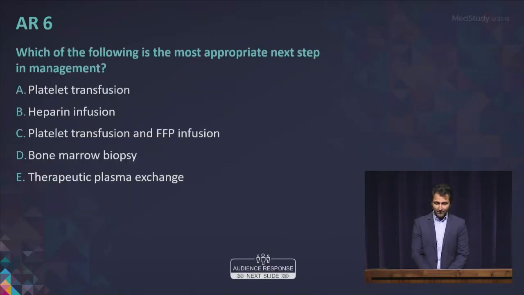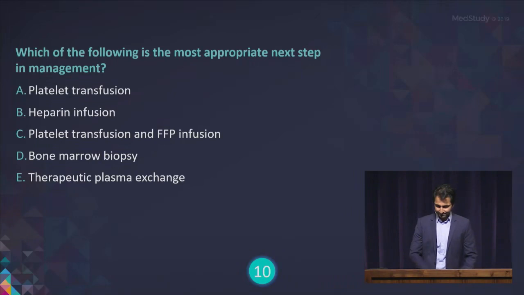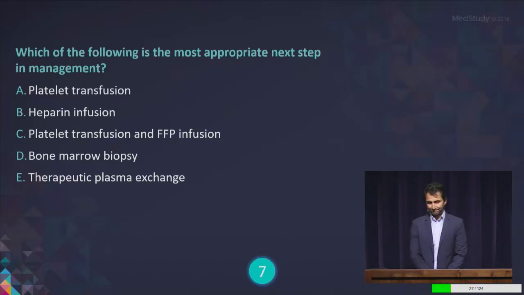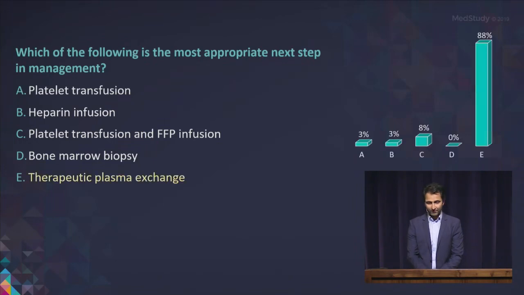What's going on here? Which of the following is the most appropriate next step in management? Platelet transfusion, heparin infusion, platelets and FFP, bone marrow biopsy, or therapeutic plasma exchange? Yeah, that's awesome. This is exactly what TTP looks like. You guys got it. That's great.